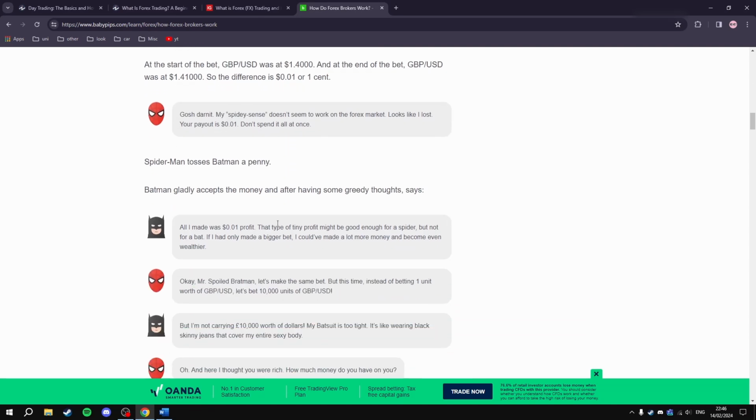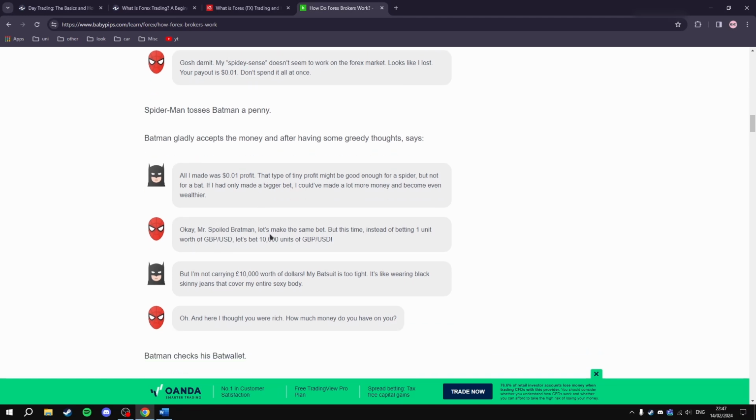Batman gladly accepts the money and after having some greedy thoughts says, "All I made was 0.01 profit. That type of tiny profit might be good enough for a spider, but not for a bat. If I had only made a bigger bet, I could have made a lot more money and become even wealthier." "Okay, Mr. Spoiled Batman, let's make the same bet, but this time instead of betting 1 unit worth of GBP/USD, let's bet 10,000 units of GBP/USD."